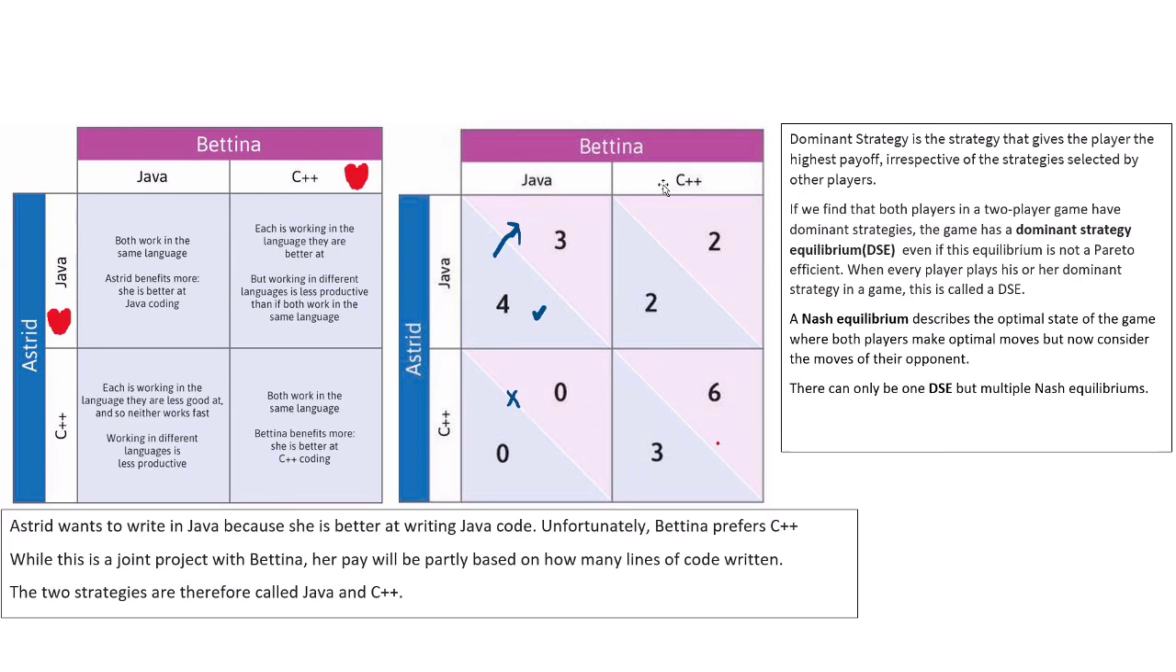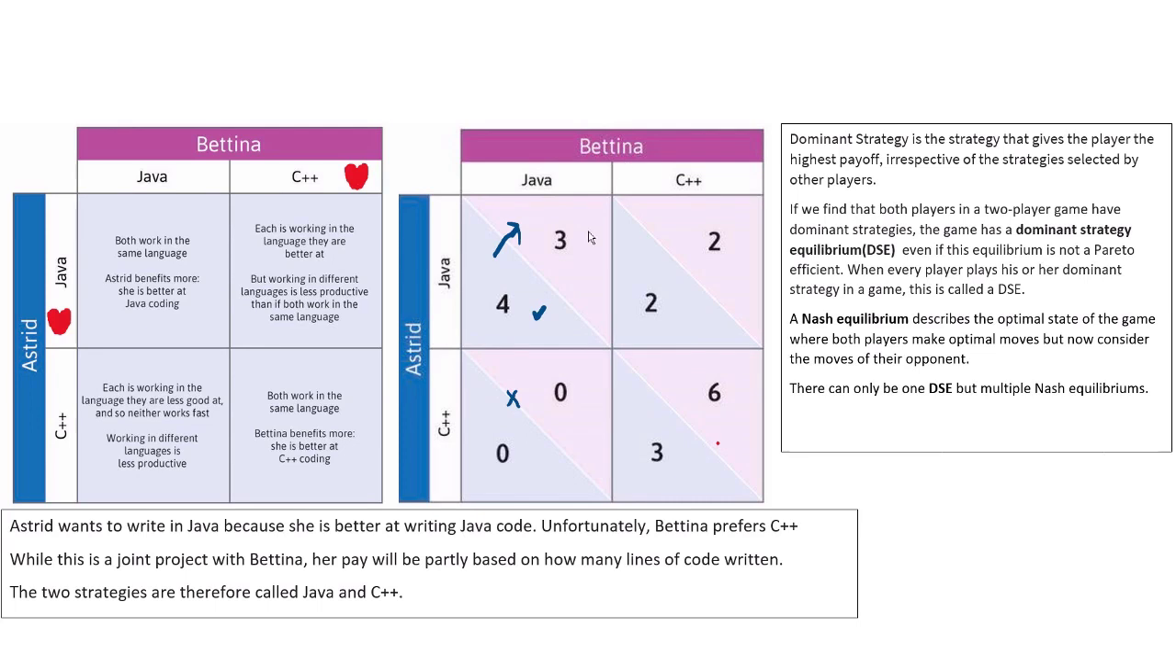So let's move on to C++. If Bettina chooses to use C++, what would Astrid choose? 2 vs 2 is not a dominant strategy, okay? No dominant strategy. 3 vs 6, this is not a dominant strategy for Astrid also. No, okay? So let's get to Bettina's turn.